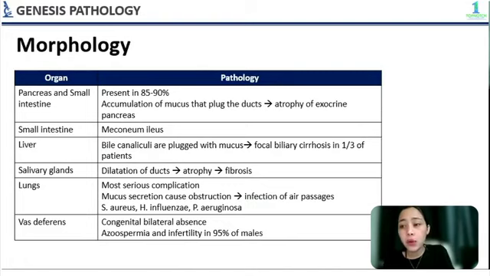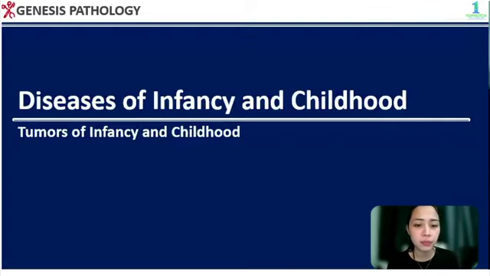So these are the morphologic findings. Again, there is plugging of the ducts, so you can expect atrophy of the pancreas, meconium ileus in the small intestine, and stale plugging of the bile canaliculi in the liver, leading to biliary cirrhosis in one-third of patients. In the salivary glands, again, there can be dilatation of the ducts, eventually leading to atrophy and fibrosis. In the lungs, there is a lot of infection, and also the vas deferens.